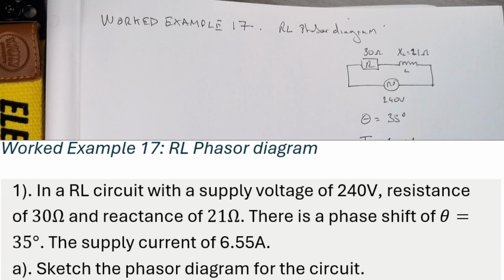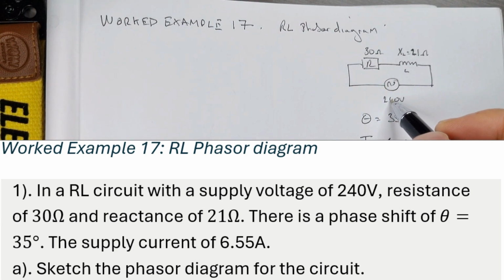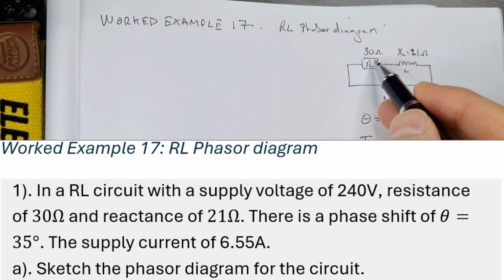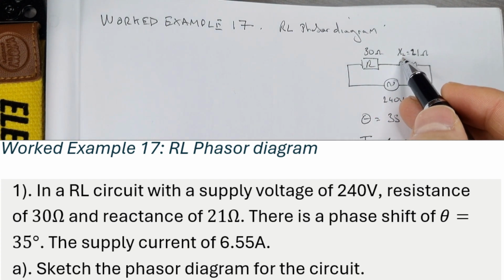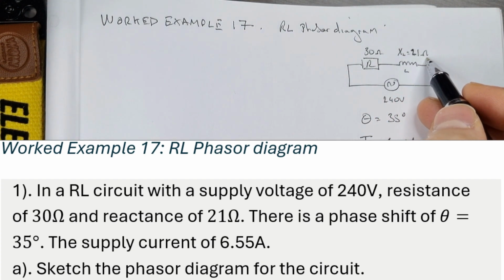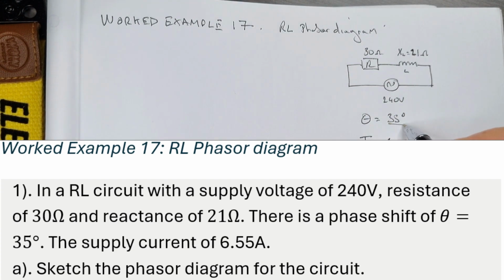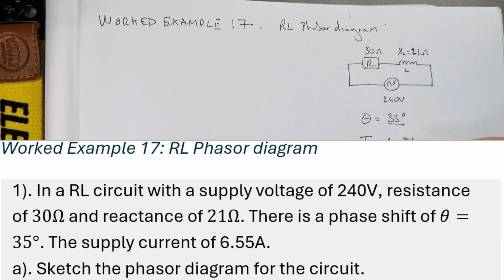Worked example 17, RL phasor diagram. In an RL circuit with a supply voltage of 420 volts, resistance of 30 ohms and inductive reactance of 21 ohms, there is a phase shift of 35 degrees and the supply current is 6.55 amps. Part A, sketch the phasor diagram for the circuit.